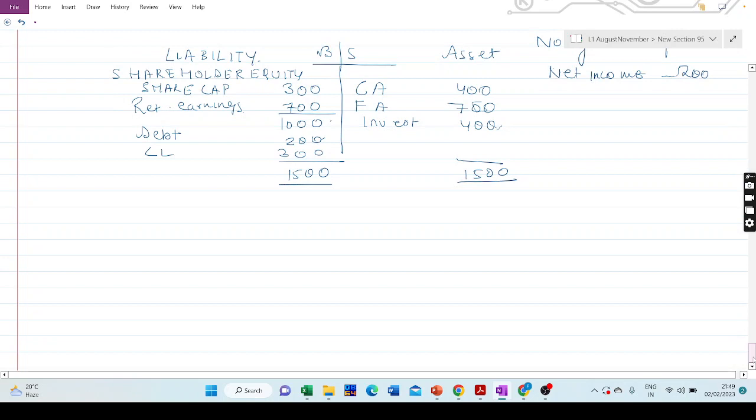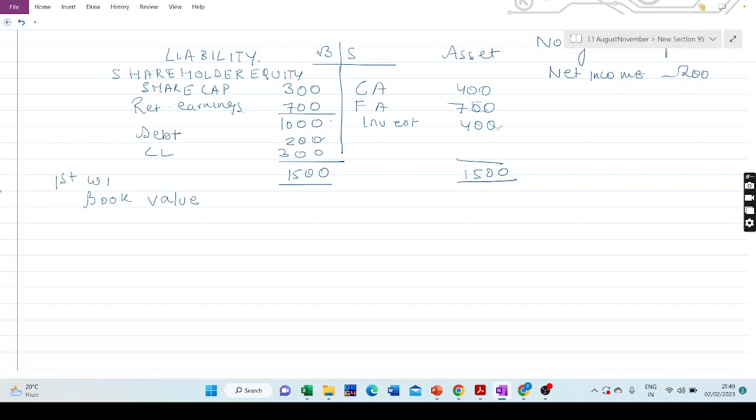Now, your book value is how much? There are two ways in which we can calculate the book value. The first way is assets minus liabilities. What are the total assets of this company? 1500. And what are the liabilities? Debt and current liability, 500. Your shareholder equity is not a liability. So your book value is 1000.